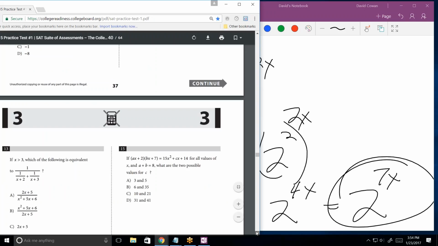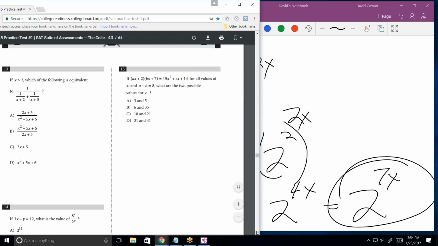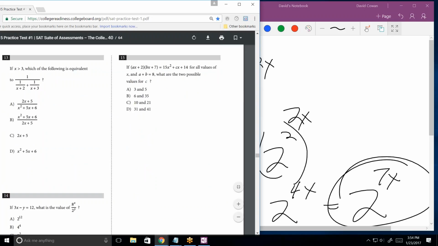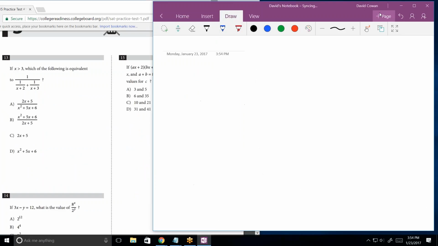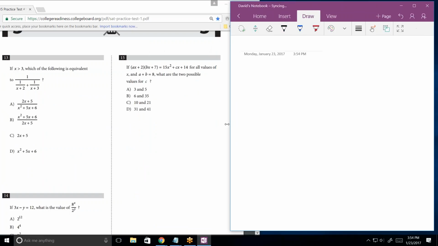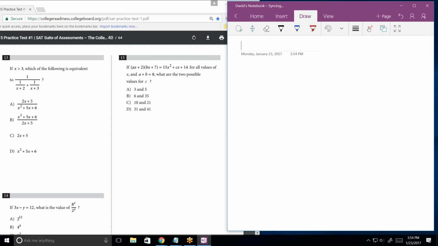Number 15. These are definitely not easy questions. And I'm glad. In other words, this is really the ultimate practice test.